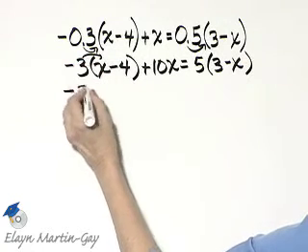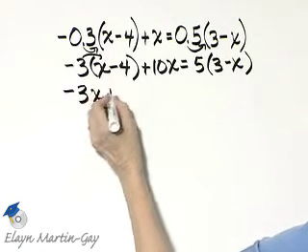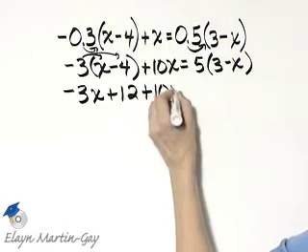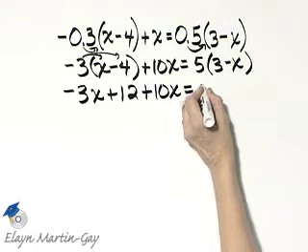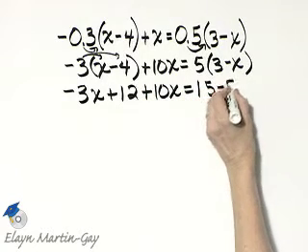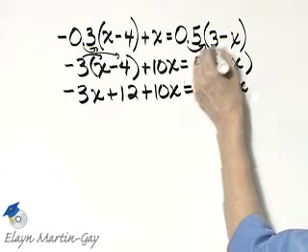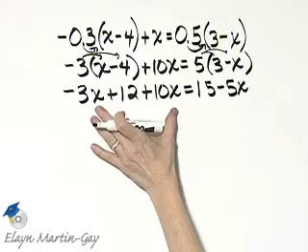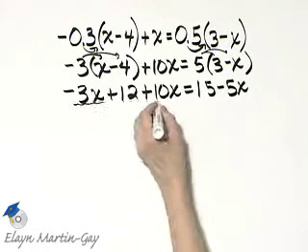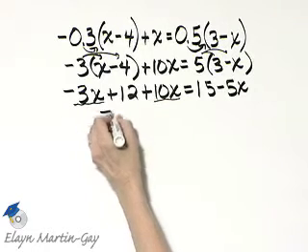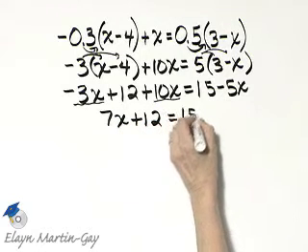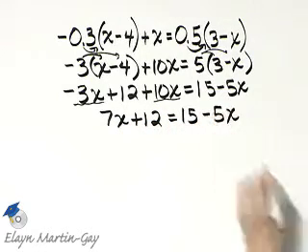That's negative 3x plus 12 plus 10x is equal to 15 minus 5x. Again, using the distributive property. Do I have any like terms? Yes, I do on the left side. Negative 3x plus 10x, that is 7x, plus 12 is equal to 15 minus 5x.